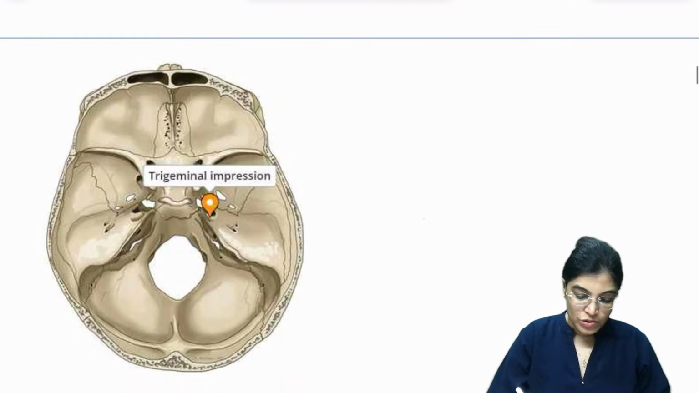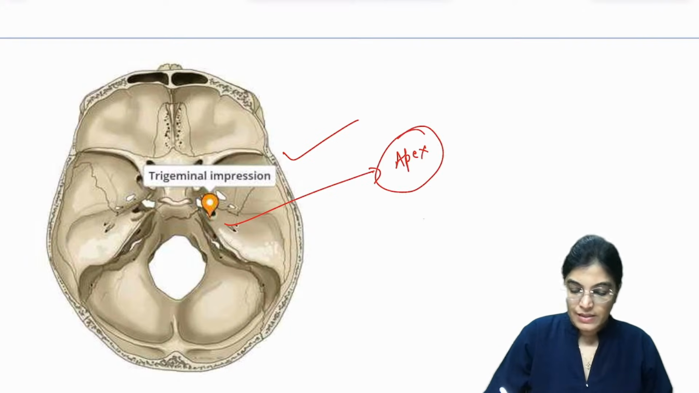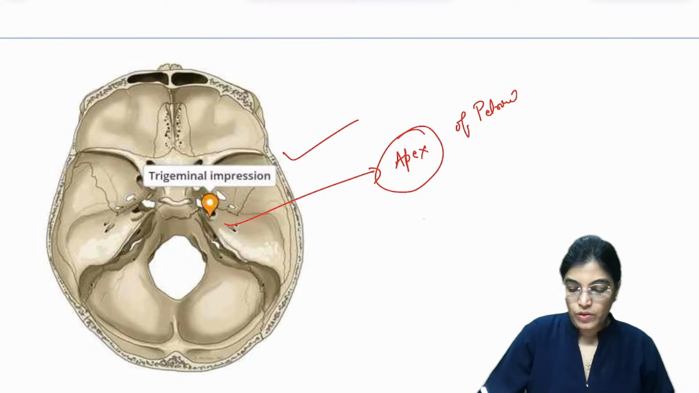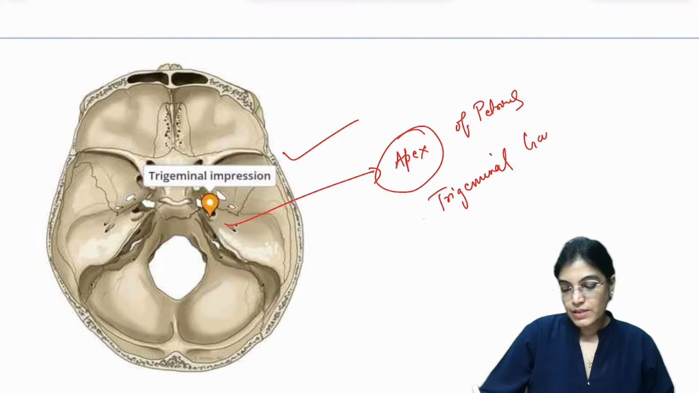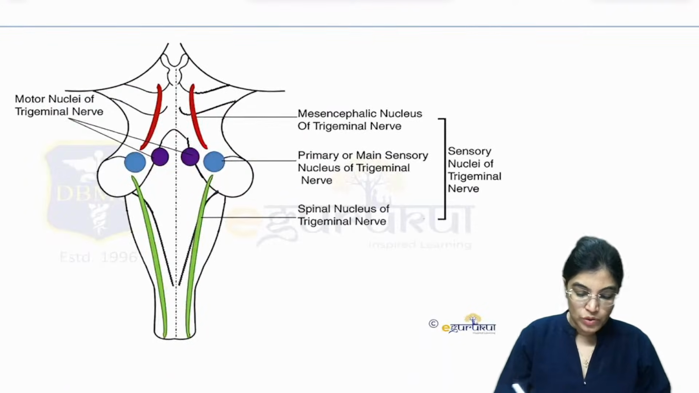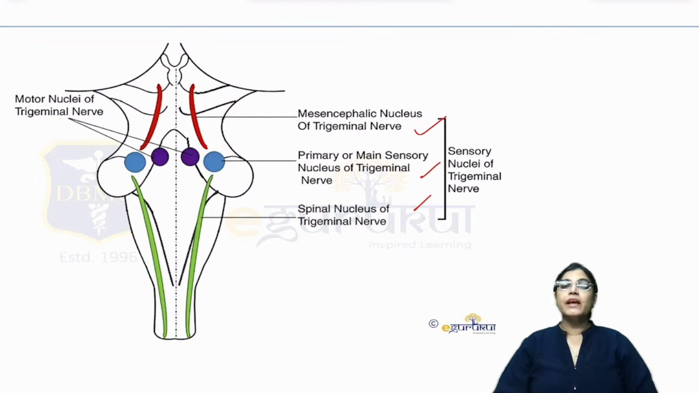Now, I just want you to see this trigeminal impression. This is the location of the trigeminal nerve apex. This is the trigeminal ganglion, at the apex of the petrous temporal bone, showing the location of the trigeminal ganglion at the petrous part of the temporal bone. And here I would also like to show you that from the pons, the sensory and motor components of the trigeminal nerve emerge.